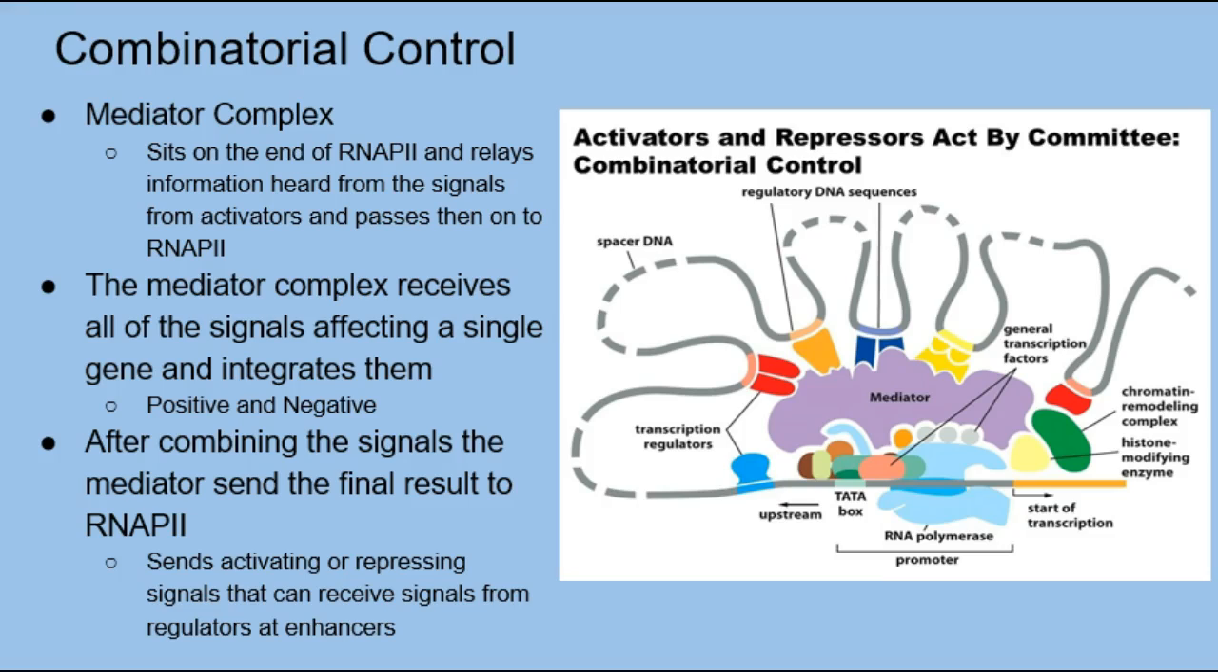The mediator complex receives all of the signals affecting a single gene and integrates them, just basically saying if they're positive signals or negative signals. After combining the signals, the mediator sends the final result to RNA polymerase II, which sends activating or repressing signals that can receive signals from regulators at enhancers.